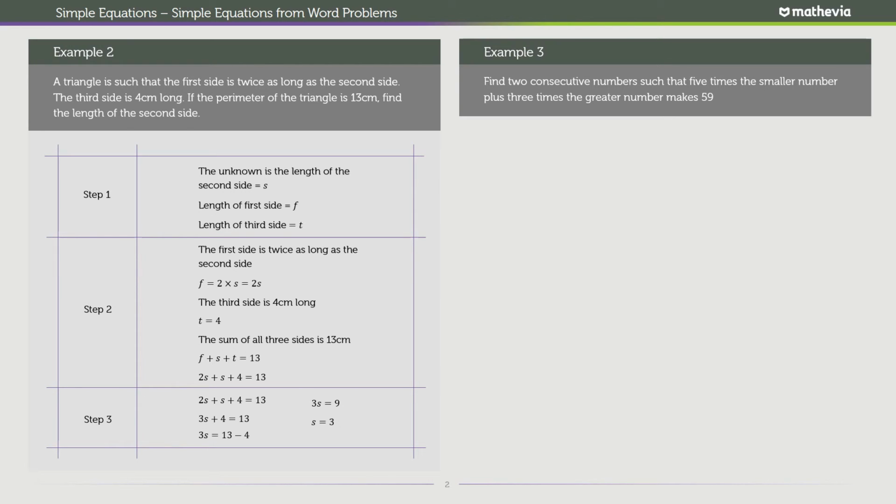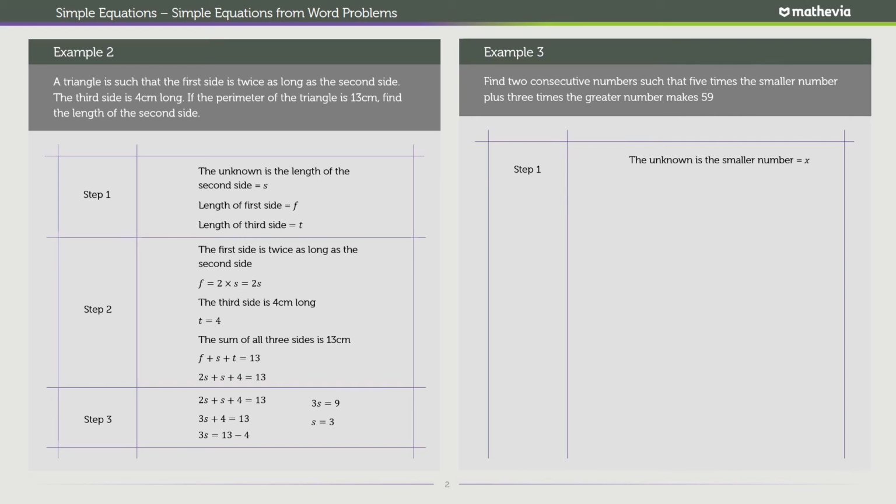So two numbers that follow when you're counting them. Basically, we have two consecutive numbers here such that 5 times the smaller number plus 3 times the greater number would give you 59. So not 2 and 3, just any two consecutive numbers. We don't know what they are for now, and that's exactly what we're looking to find out.